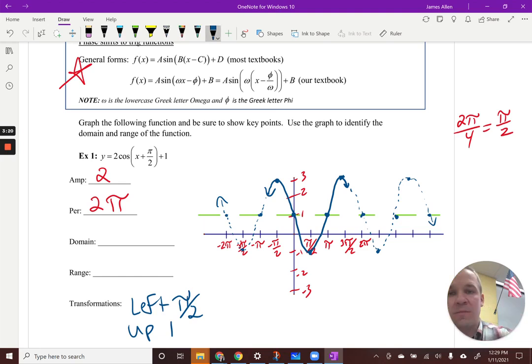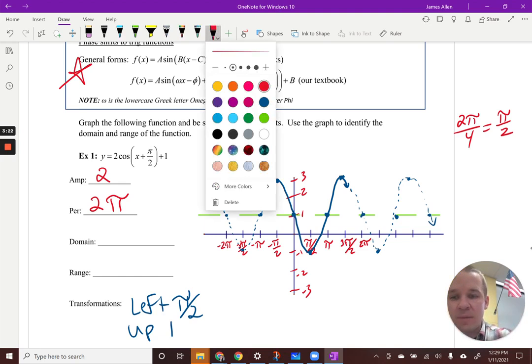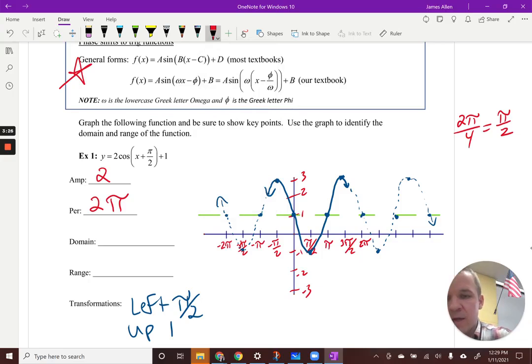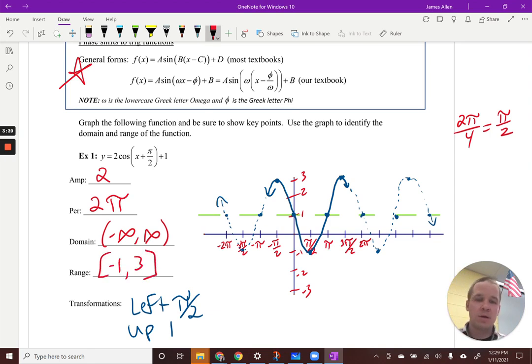Domain. Let's get into our domain now. Enough with the graph. My domain is all real numbers, so we could say from negative infinity to infinity. My range: the lowest it gets is -1, and the highest it gets is 3. So from -1, including it, to 3. There we are. First one out of the way, shifted it to the left. Not too bad at all.